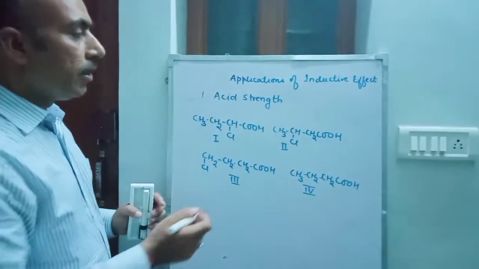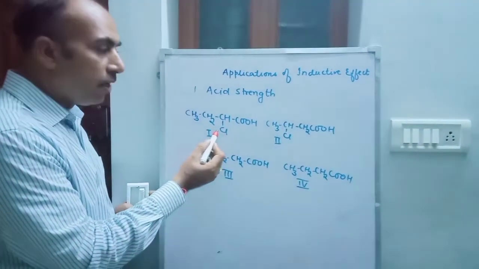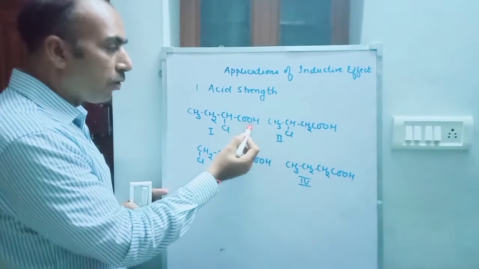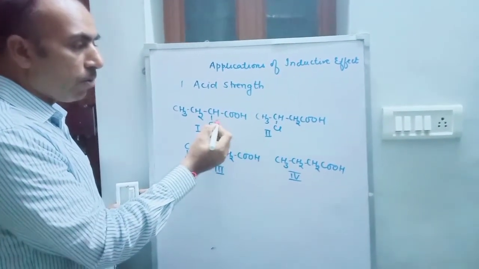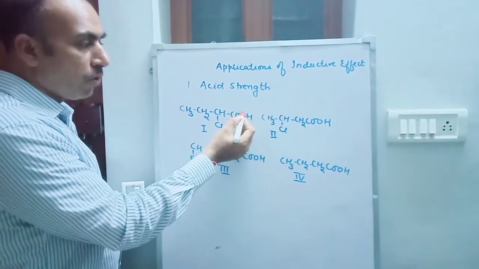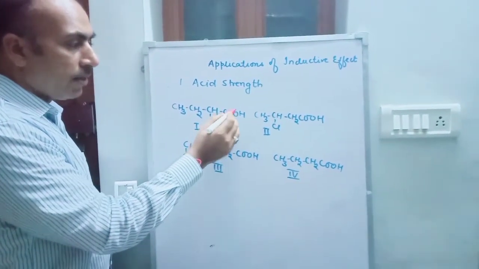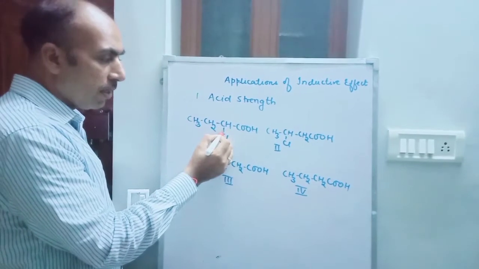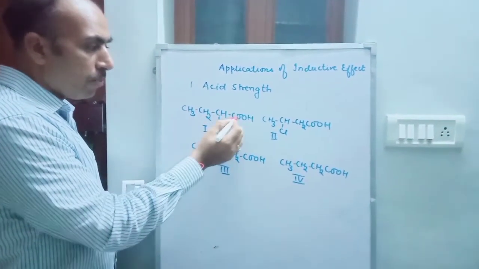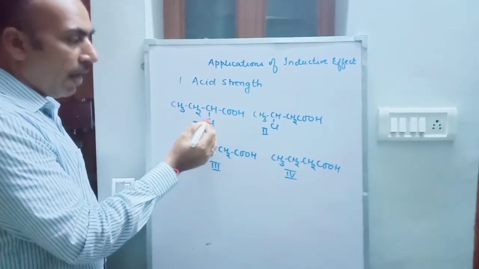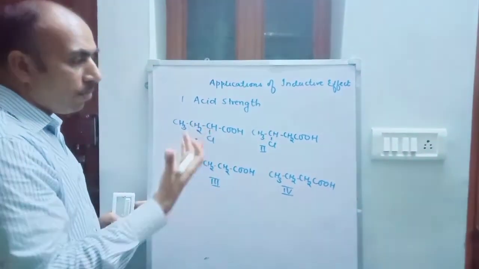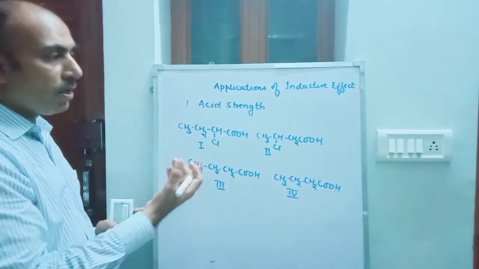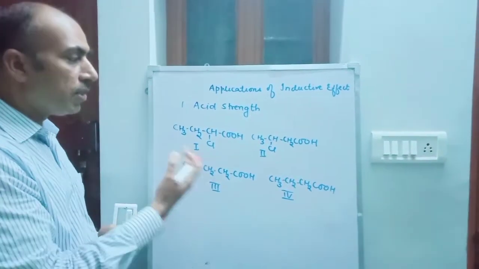See, here we see that if the minus I effect exerting Cl group is near to the carboxylate group, then on dissociating to H plus ion and carboxylate ion, it will give a negative charge over here and H plus ion will be released. This negative charge is near to the Cl, so it will readily disperse the negative charge toward itself. As the distance of Cl increases from the negative charge, the stability of the ion will decrease because the inductive effect decreases with the distance.